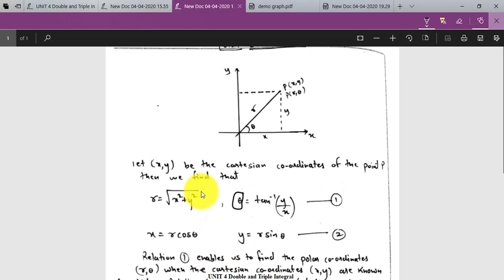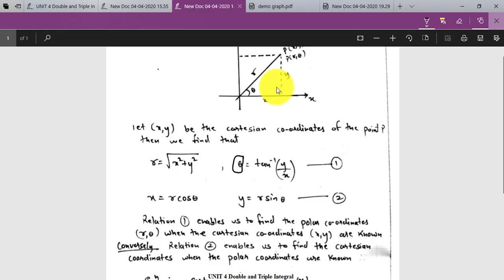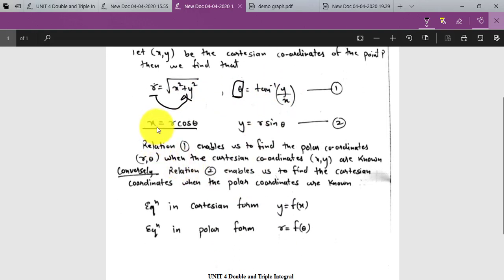Now what is cos theta? Cos theta is x by r, therefore x can be written as r cos theta. And sin theta is y by r, so y is r sin theta. These are the two equations, and you can see that r and theta can be transformed into x and y, where x is in terms of r and theta, and y is in terms of r and theta.